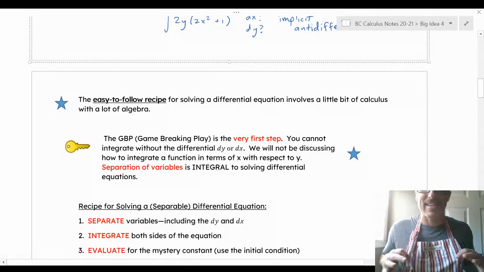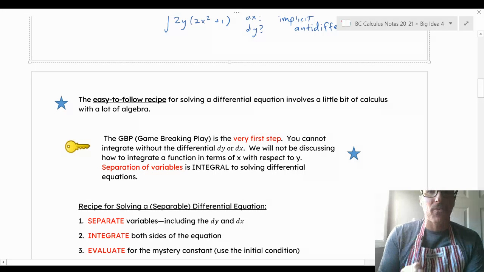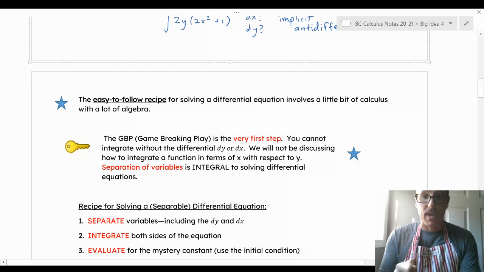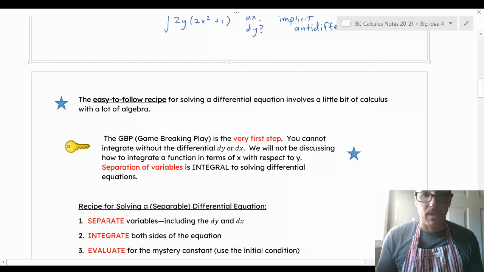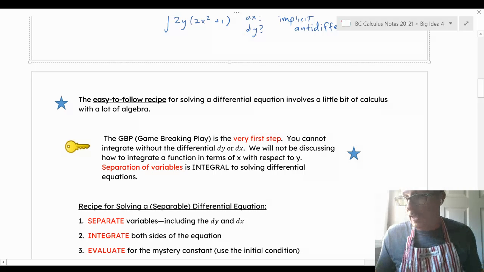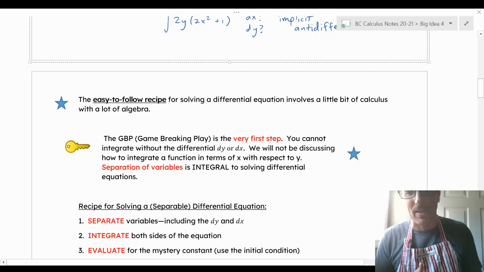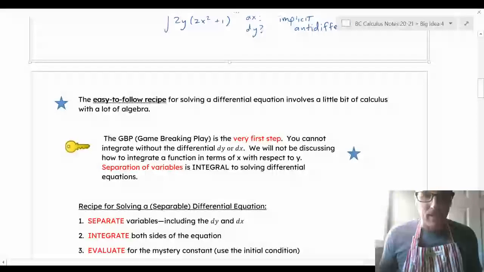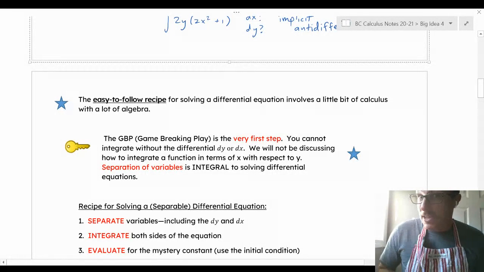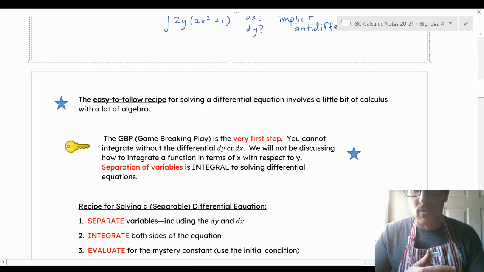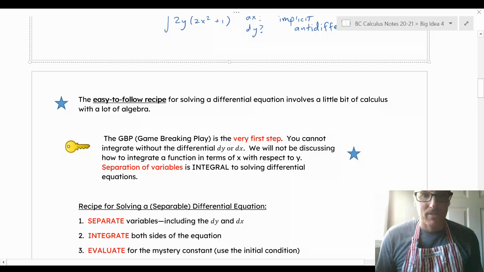Oh, nice analogy. Okay. The game-breaking play for this recipe is the very first step. You've got to have the first step here. And without it, you're not going to get the points that are available on the AP exam. I mean, if you're only worried about solving these things for the AP exam, then that's a big worry, is that you're not going to get the points that are available. If you're talking about mathematical purity, you have to have that first step in order to do any of the subsequent steps. Okay, so separation of variables is going to be integral to the solving of differential equations.